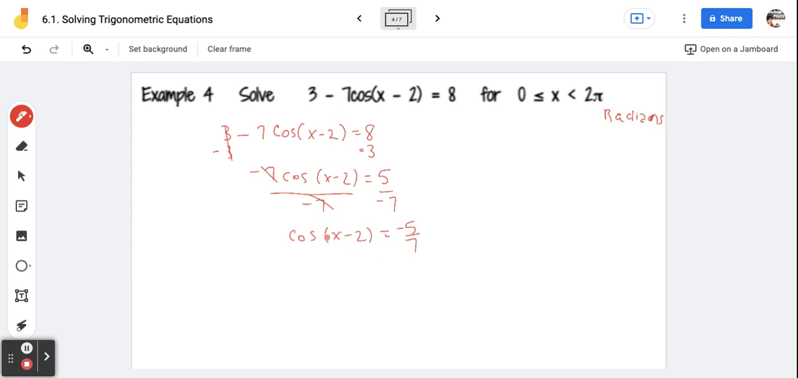All right, so now think of this as my angle right here. This is my theta. Cosine of what equals negative 5 over 7? The answer is I have no idea. It's not one of my common angles. I'm not going to know that one by heart. I'm going to use a calculator.